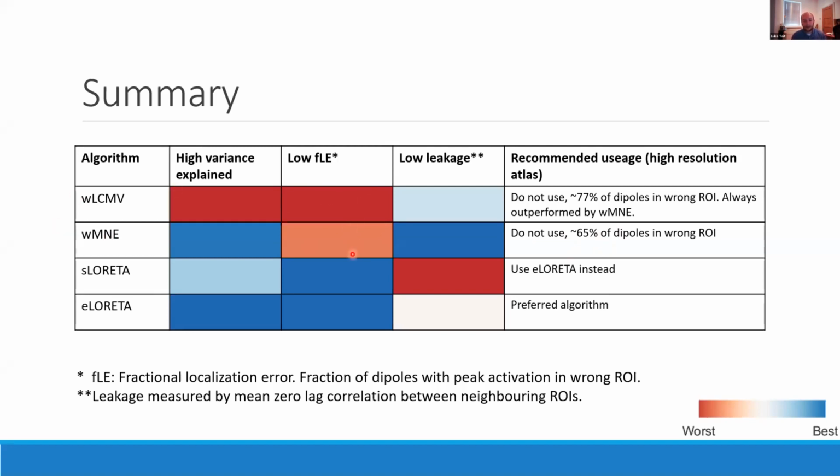So given that we don't want to use either of these metrics for this atlas, we want to use either E-Loretta or S-Loretta. And actually, if we just look objectively at the solutions, E-Loretta outperformed S-Loretta. There's not much between them, but E-Loretta outperformed them both slightly. So I would recommend the use of E-Loretta for high resolution atlases.